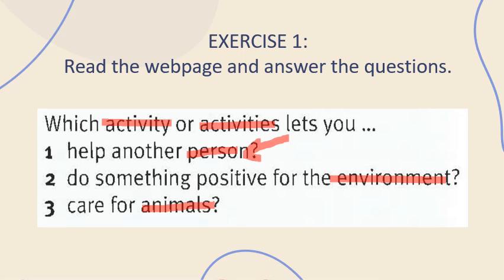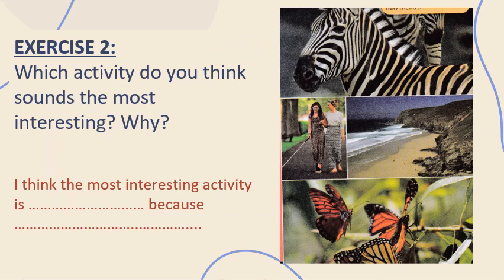Okay, like jaga animals. Which one? Okay, so you write down the name of the activity here. Is it work with wildlife? Is it be a friend to a flying teenager? Okay. Now, and then exercise 2.